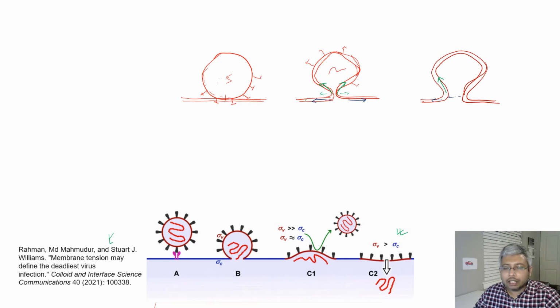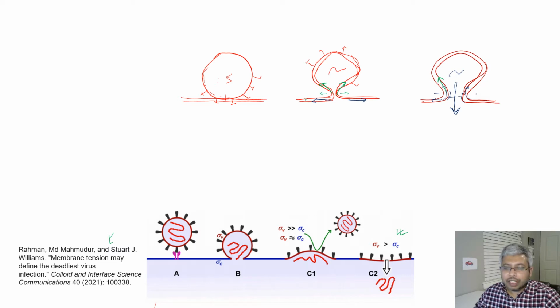But if the virus membrane tension is higher than the cell membrane tension, then there is a flow going on in this membrane. The higher tension will pull the lower tension cell membrane. In that scenario, there will be some fluid flow in the opposite direction. When this happens, the expansion actually stops. When this expansion stops, everything inside the virus membrane is driven like this. So in that scenario, the viral RNA will go farther away from the cell membrane.